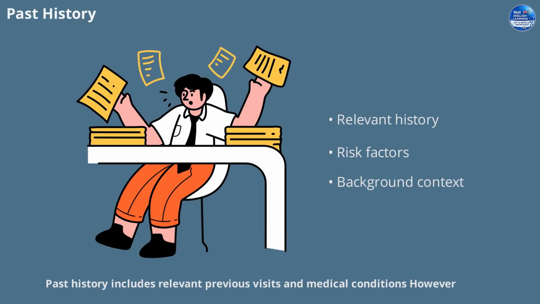Past history includes relevant previous visits and medical conditions. However, if the letter is addressed to a GP, extensive past history may not be necessary, as the GP likely knows the patient. For example, the patient has a history of hypertension, managed with medication. Including past history helps the recipient understand the patient's background and risk factors.